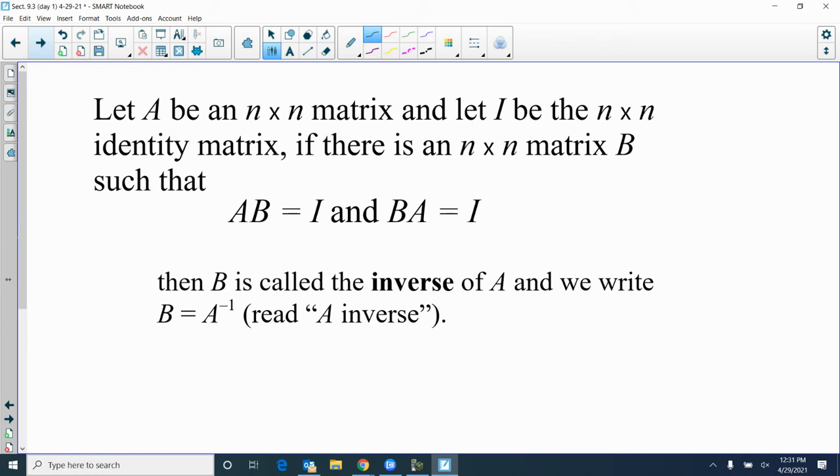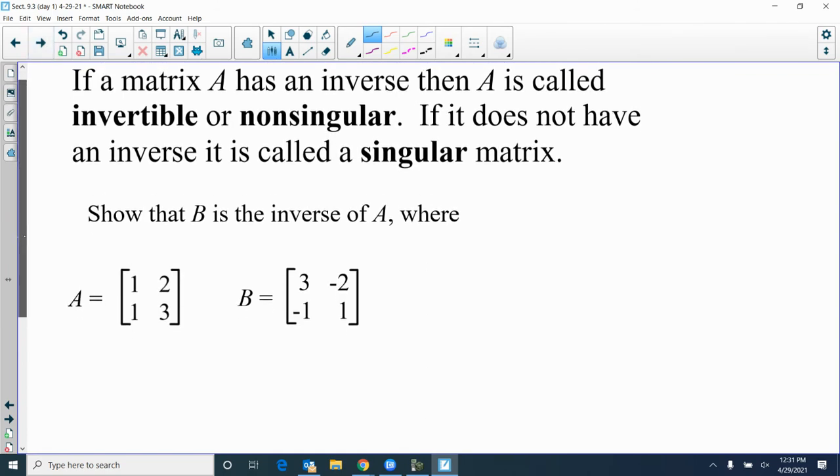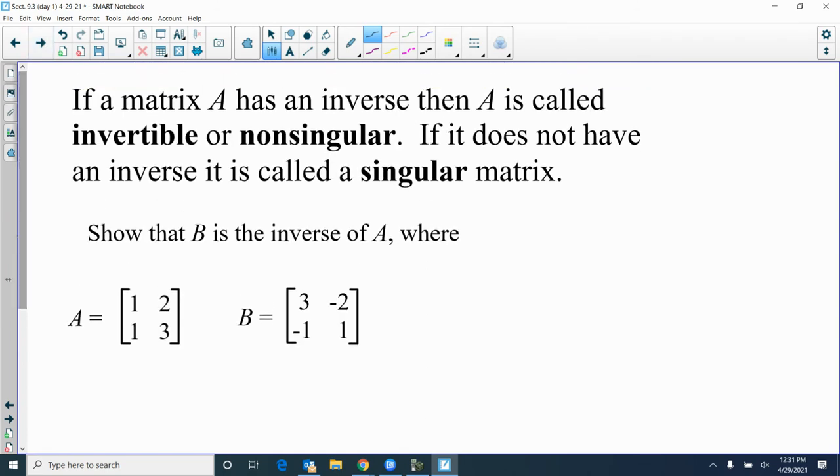If A times B equals the identity, but you also have to check B times A because remember, it's not commutative. If they both equal I, then B is called the inverse of A. Okay, and take a look here at this first one. A little bit of terminology: something's called invertible or non-singular if it does have an inverse. Not everything has an inverse, so then it's called singular.